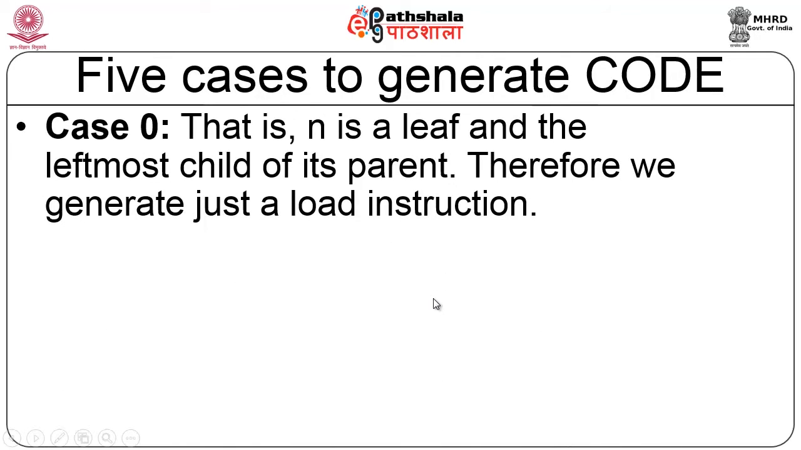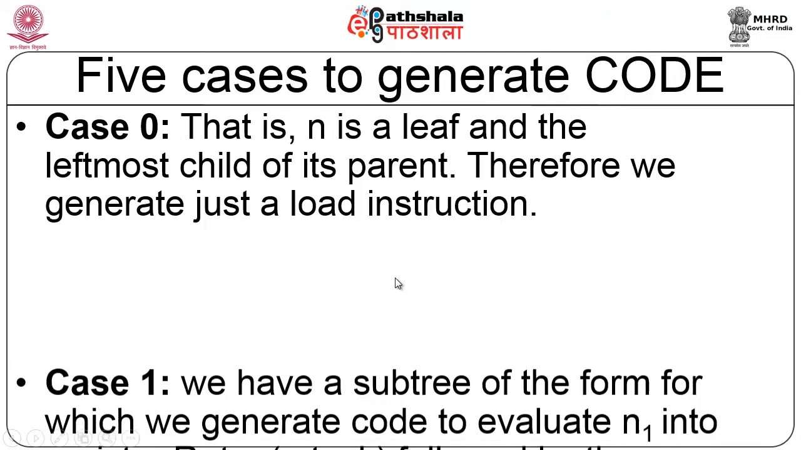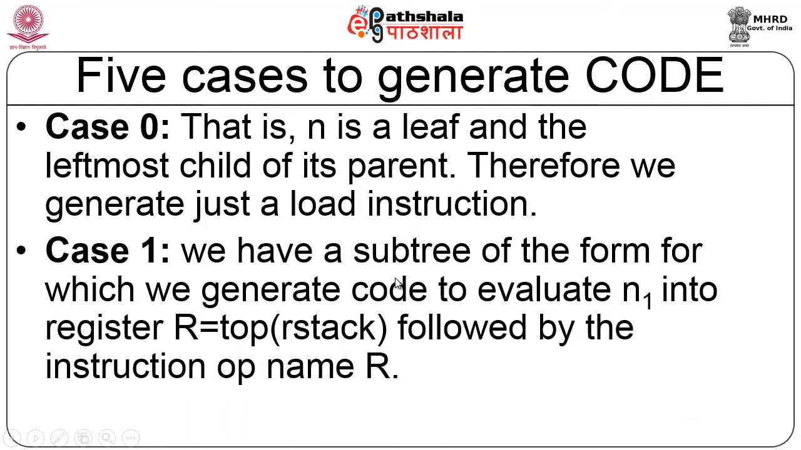So, we are going to have 5 cases here. Case 0: if n is a leaf node and it is the leftmost child of its parent. That is one situation where we generate just a simple load instruction, where we simply move the particular variable into a register. So, that is the first simple case, case 0.